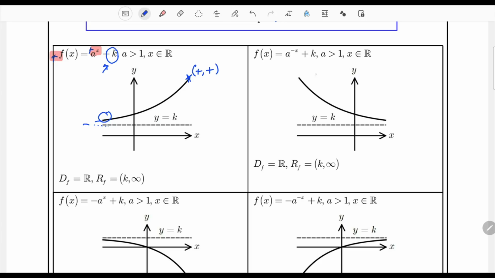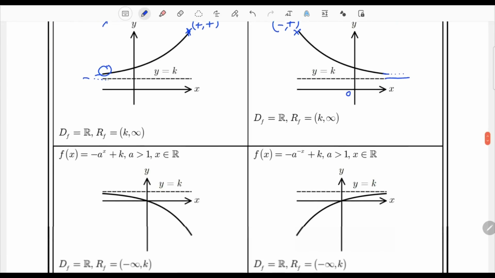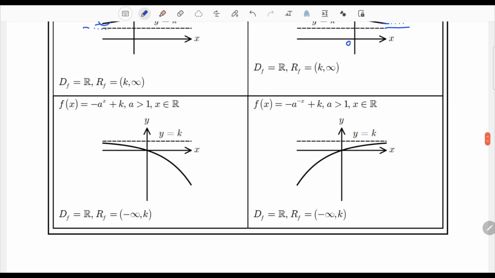Similarly here, your x has a negative sign and your f(x) has a positive sign. So on the second quadrant, your x is negative and the values of your y are positive. This is the uppermost outer point. Again, this side goes nearer and nearer to the asymptote, but it never touches the asymptote. Okay, so look at the next two graphs, same thing.